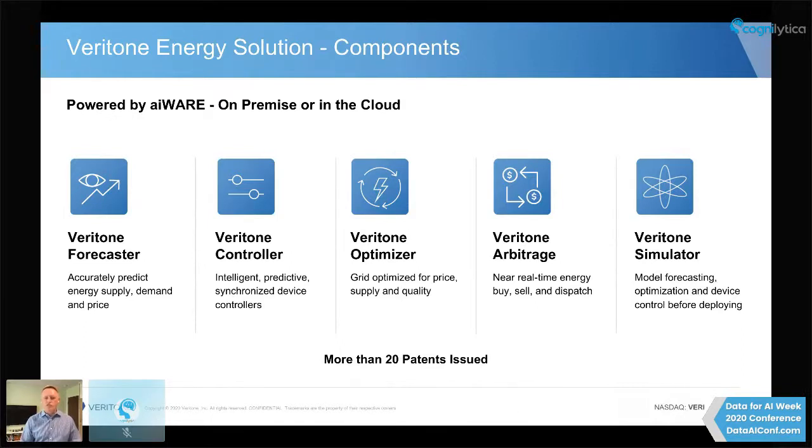We have the Veritone optimizer, which allows us to deploy various strategies onto the grid, which I'll talk a little bit about later. Because really, once you can forecast, once you can control and synchronize, then you can optimize to your heart's content. We also have the Veritone arbitrage solution, and this is for the independent operators who are producing and selling energy back to the grid itself. And lastly, we have our Veritone simulator, which we highly recommend in engagements with software companies. Our simulator allows you to actually try the software and view outcomes before you deploy it on your grid environment. Now let's double click down on a number of these.